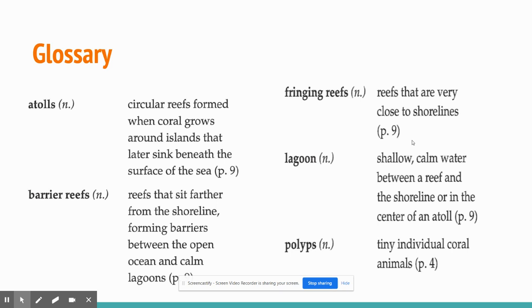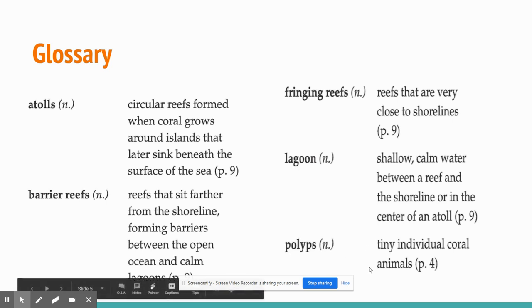So now, scholars, based off of that clue, you know my mystery word is not atolls, lagoon, or polyps, because those 3 are all just single words. So the mystery word is either barrier reefs or fringing reefs. Listen carefully to my next clue. My mystery word is defined as reefs that are very close to shorelines. All right, everyone. What's the mystery word? Did you say fringing reefs? Bing, bing, bing, bing, bing. You are correct. All right. Let's continue.